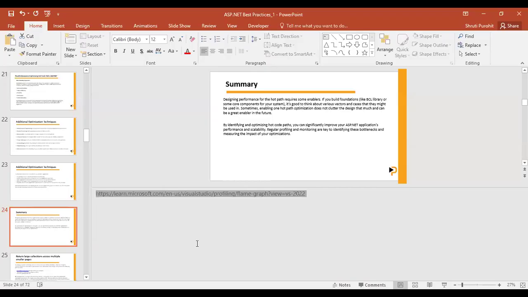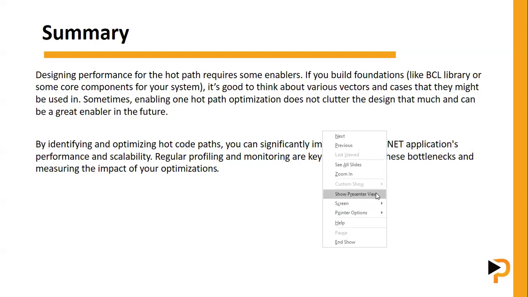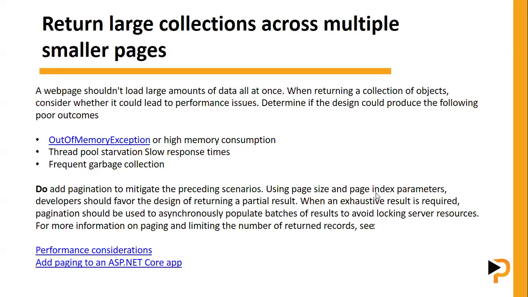So let's go ahead with the next topic for the best practices, and that is returning large collections across multiple smaller pages. So when we fetch a huge amount of data, it's not like we send the whole data in one pack. We just differentiate and group that data into a number of boxes or pages. In such a way, we transfer the huge amount of data in smaller pages.